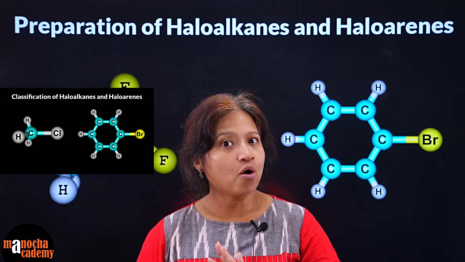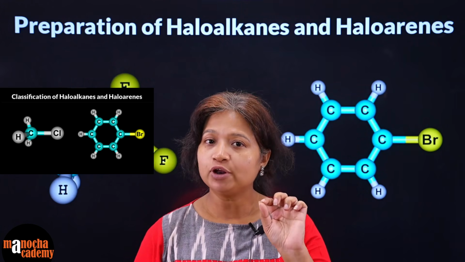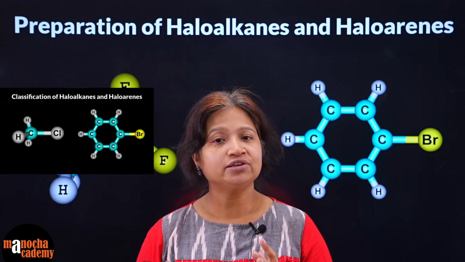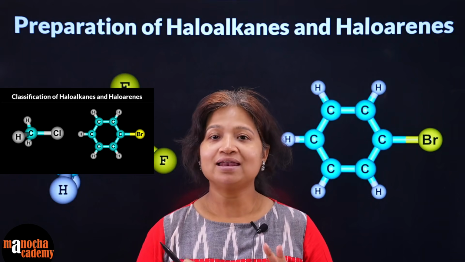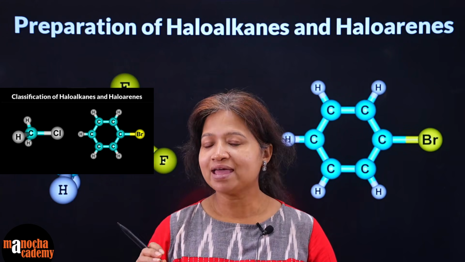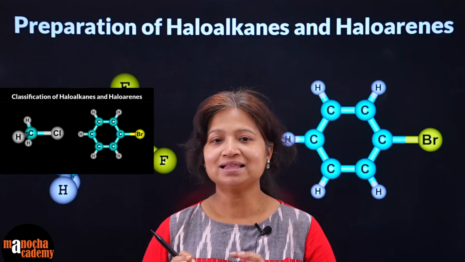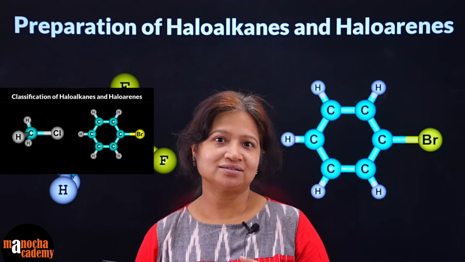You see, in all the five cases I mentioned, the halogen is bonded to an sp3 hybridized carbon. Next we have vinyl halide. Here the halogen is bonded to an sp2 hybridized carbon. And coming to haloarene or aryl halide, there again the halogen is directly bonded to a benzene ring. Okay, that's a haloarene or aryl halide. So that is what we have done.